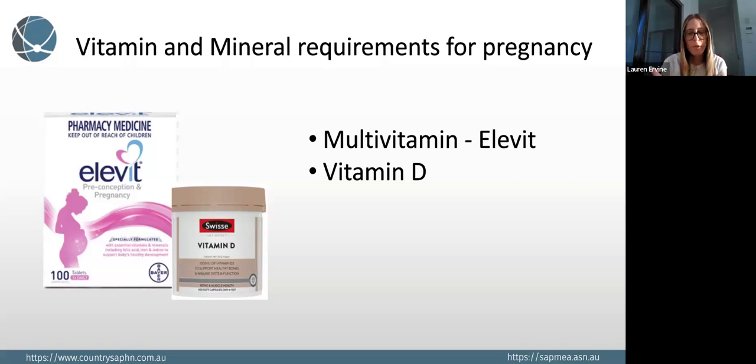And then vitamin D is another one that's typically supplemented as well. There are not many food sources of it. Cod liver oil is one, and that's not very appealing to most people. So we would say a supplement is a lot better.